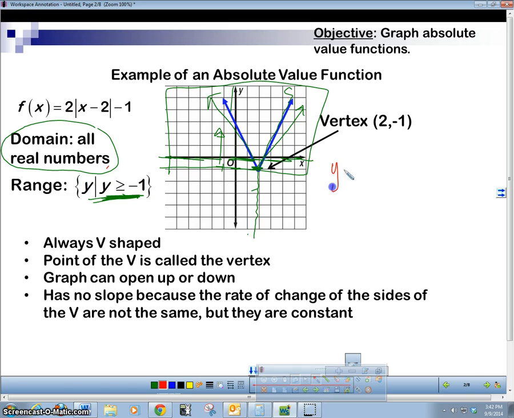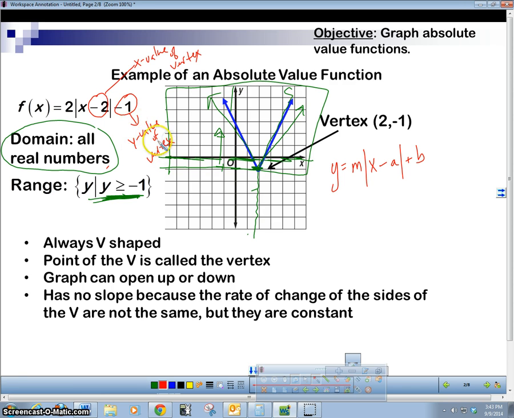If you have any absolute value equation that looks like this, you're going to go inside the absolute value. The opposite of this number is going to be the x value of your vertex. This number here, outside the absolute value, is going to be the y value of your vertex.